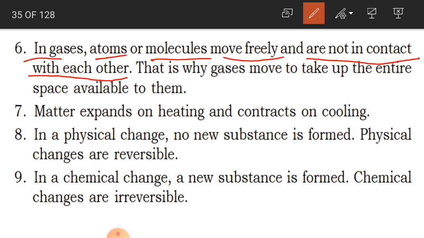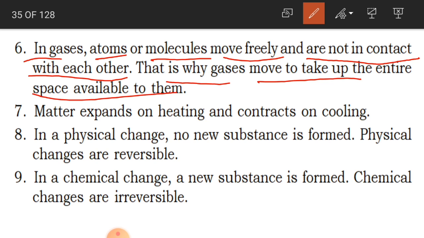In solids they just vibrate, they do not move, and they stay in their own position. In liquids they move, but they are in contact with each other. But in gases they move very freely and are not in contact with each other. Okay children, and that is why gases move to take up the entire space available to them.